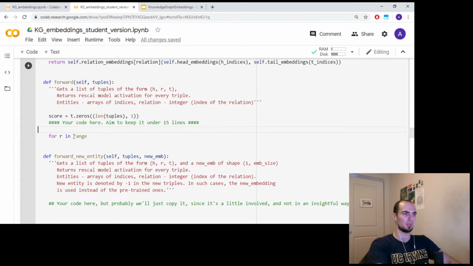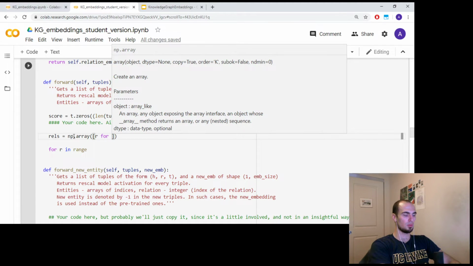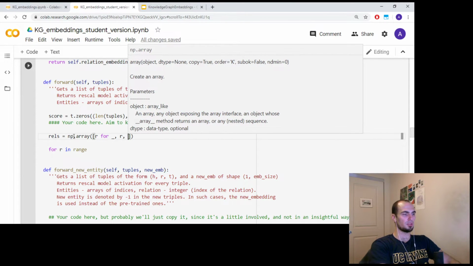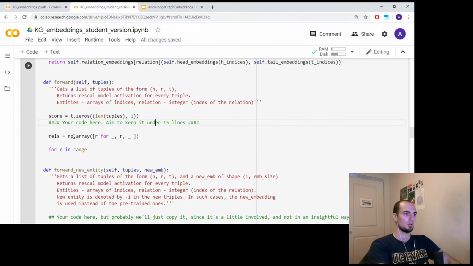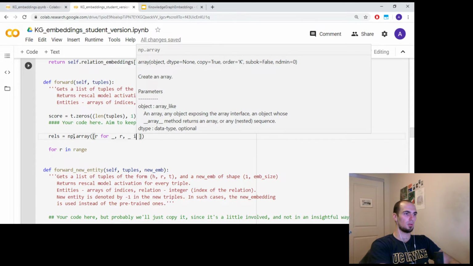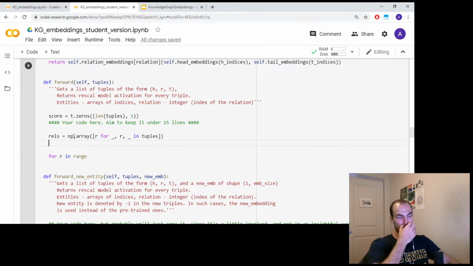How do we do it properly? Let's first extract the relation index from every tuple. We could do it in the following way. So we know that in every tuple, the relation is in the middle. So we could do it this way in tuples. So this is going to be the array of relations.